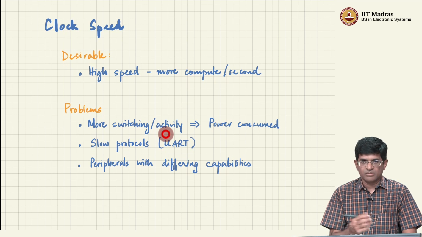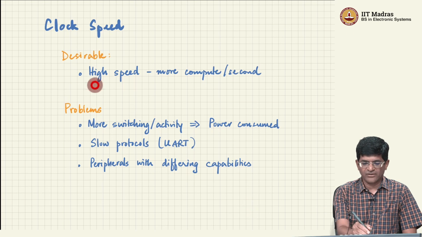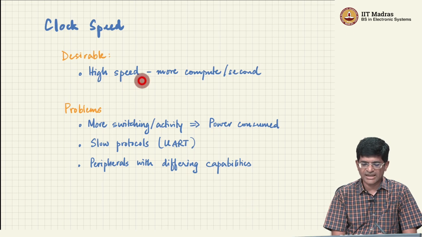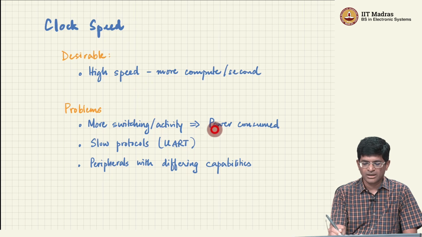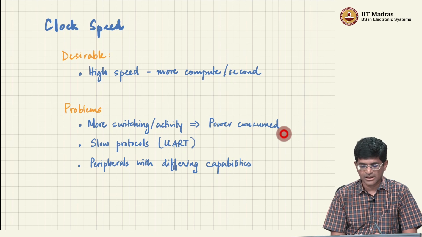Now, there are problems also associated with this, right? And the primary problem with having a high speed over here is that the more switching that you have, or the more times that any logic gate switches up and down, it translates into more power being consumed by the system. We'll get to that again in a moment, right?